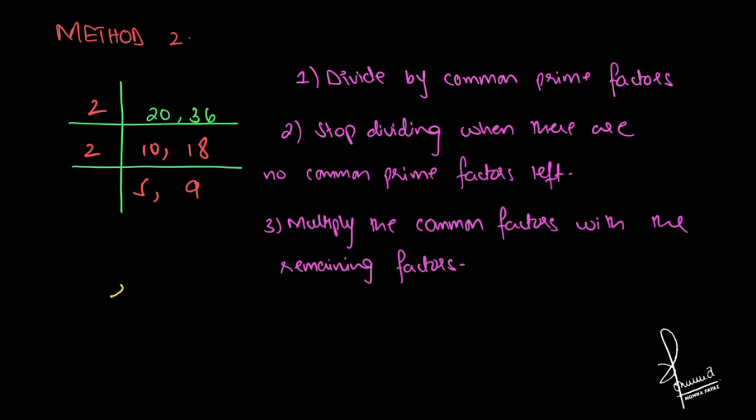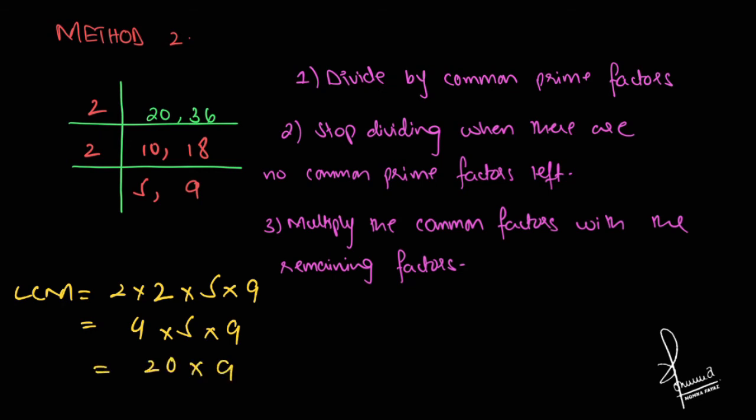आपके पास common factors हो गए 2 into 2, remaining क्या हो गए? 5 into 9. So your LCM will be 4 multiplied by 5 into 9. 4 5s are 20. 20 into 9 is equal to 180, which is your answer. This method is a little simpler. Try solving the previous questions with this method and check if you get the correct answer.